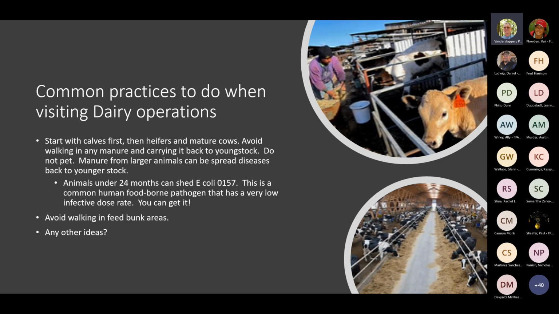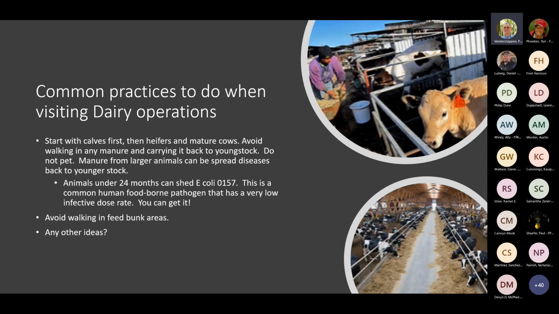And so the interesting thing is, if they happen to be shedding and you go up to that calf and pet it, it doesn't take very much contact on your hand. You could actually potentially get the E. coli O157. It's pretty easy to catch if those animals are shedding. So, running up and petting a calf may not be a good idea.